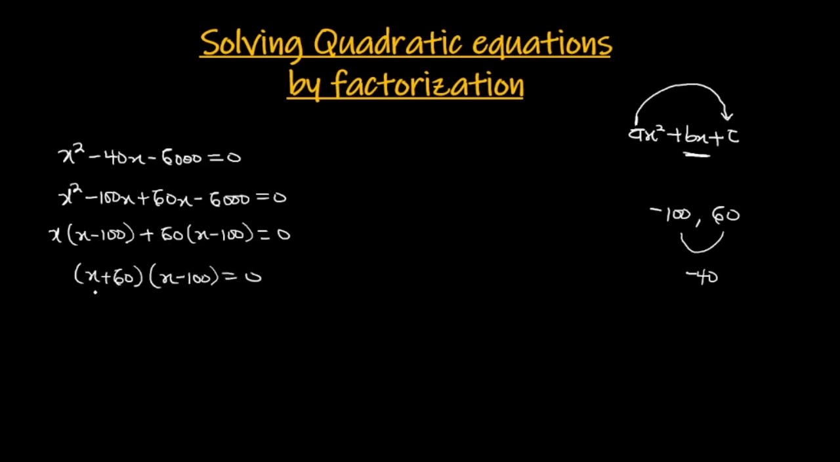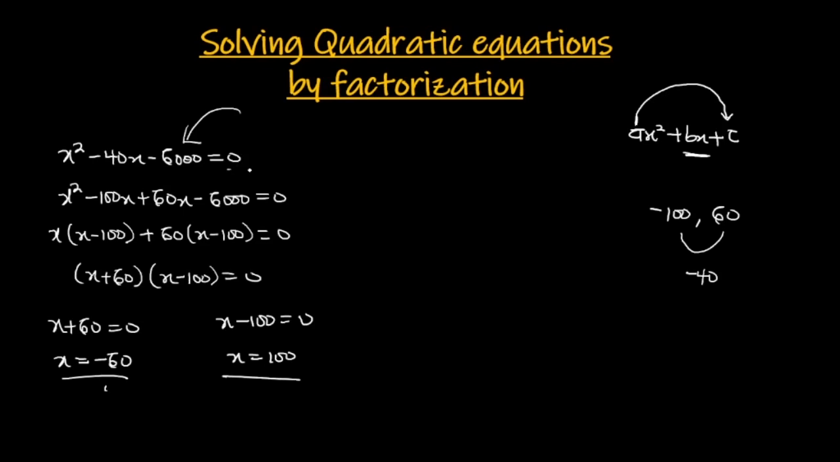So from here, we equate each of these two factors to 0 to get our answer. So we have x plus 60 equals 0, or x minus 100 is equal to 0. So from here, we have x is equal to negative 60, or x is equal to a positive 100 as our answer. Now, x is equal to negative 60 and x is equal to 100 are what we are calling the roots of the equation. That is, they are the values of x that satisfy this particular equation. So if we substitute x equals negative 60 back into this equation, we are going to get 0. And if we substitute x equals 100 into this equation, we are still going to get 0 as our answer.